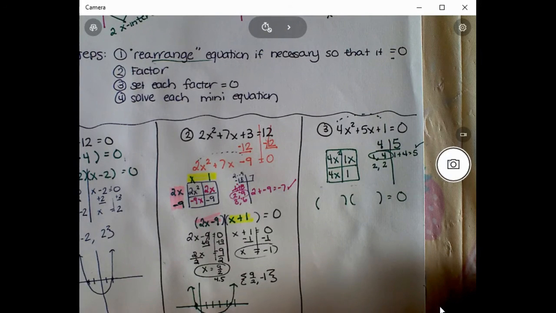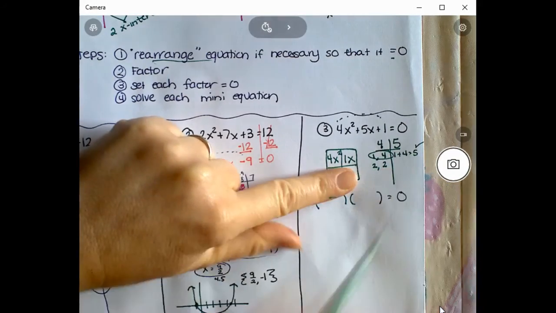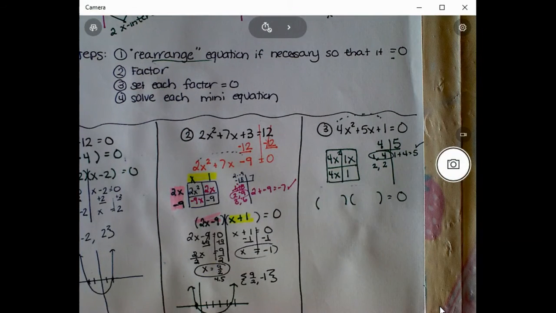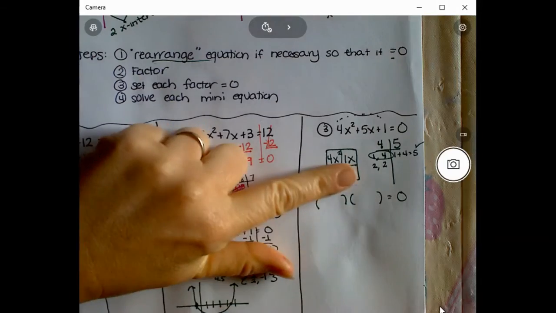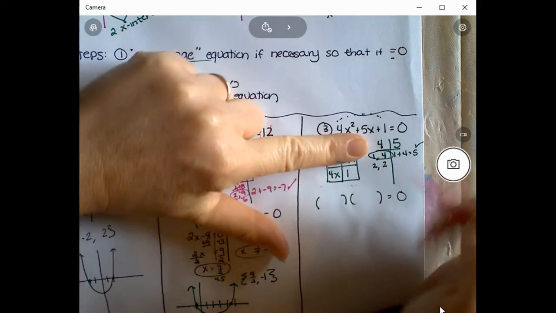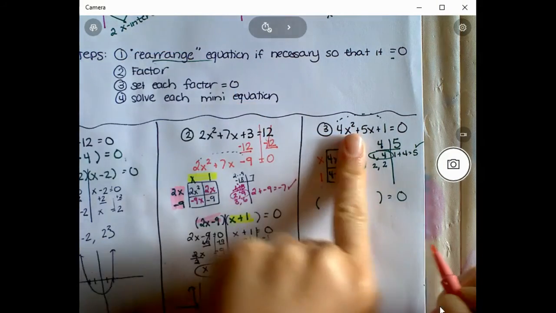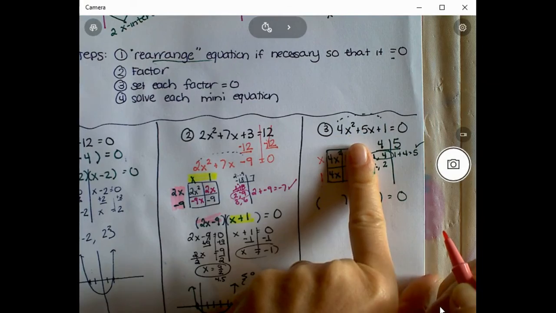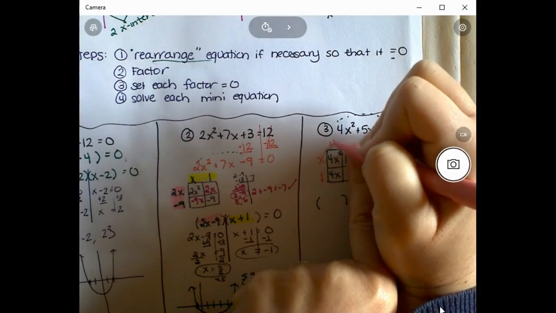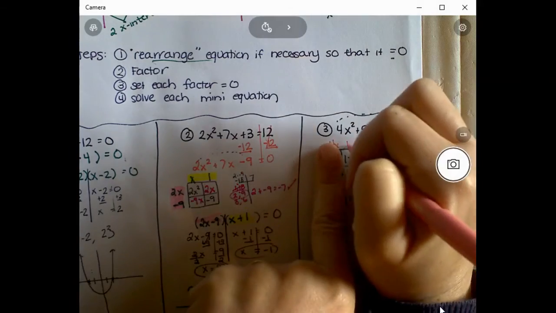All right, we are going to find the GCF. Let me change color for that. The GCF of the top row is x. The GCF of the bottom row, 1. The GCF of this column, 4x. And the GCF of this, 1.